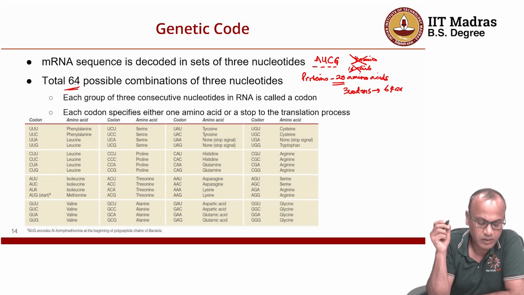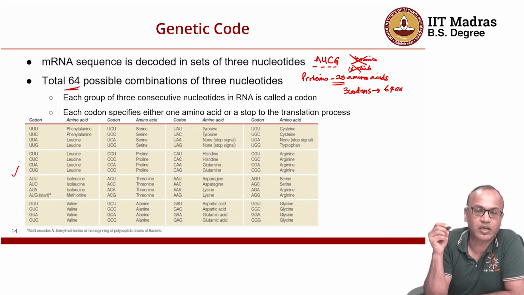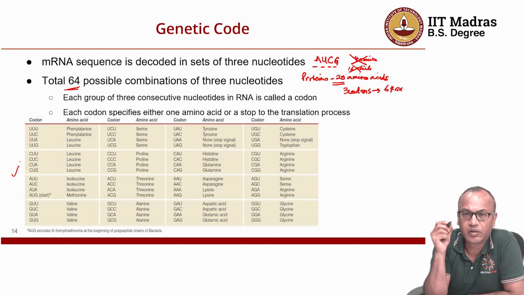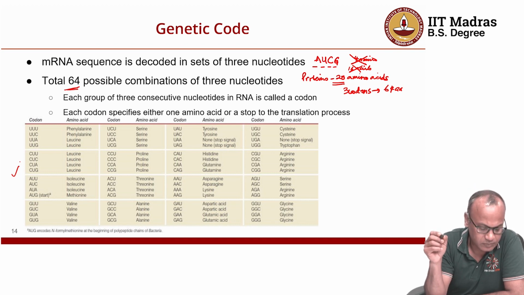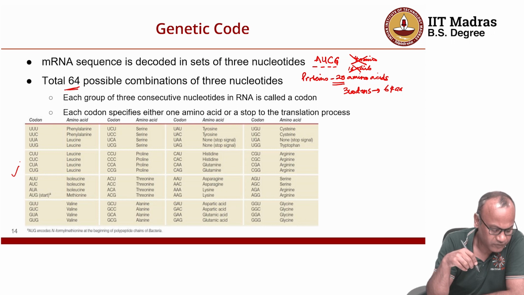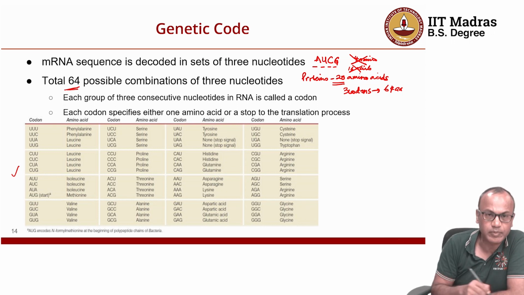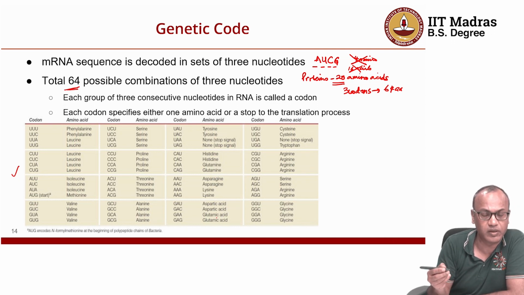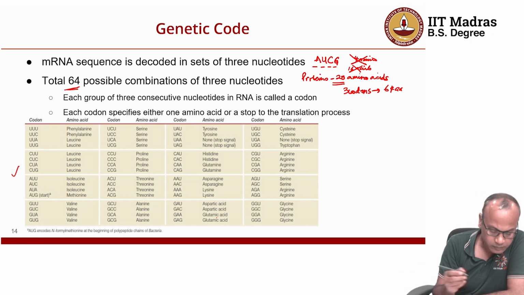This table here gives the relationship between the 3-letter sequence of RNA and a particular amino acid. Now, if you look at this carefully, what you see is that all the 20 amino acids are listed here, and some more information is also listed here, which will come in a bit.